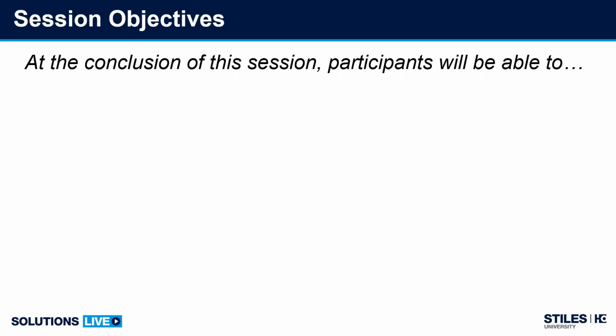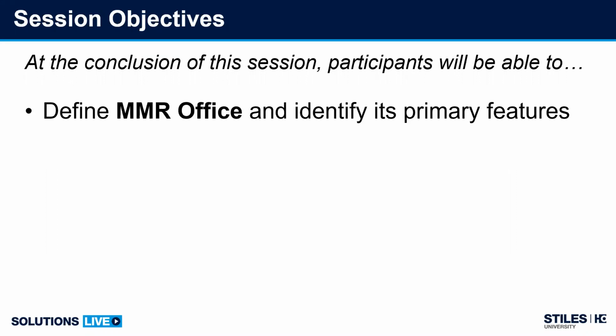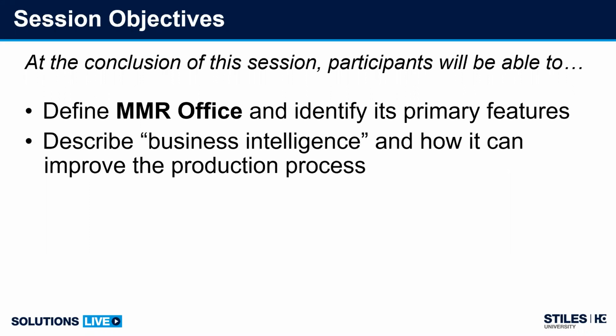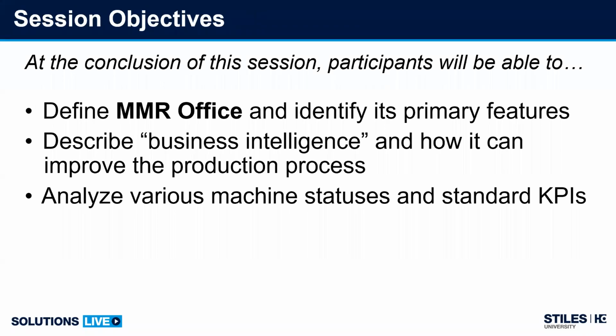At the conclusion of our session, you'll be able to define MMR Office and identify its primary features. We'll also talk about business intelligence, and hopefully you'll leave with a better understanding of what it is and how you can improve the production process, analyze various machine statuses, and understand some of the standard KPIs. KPI is short for Key Performance Indicator.